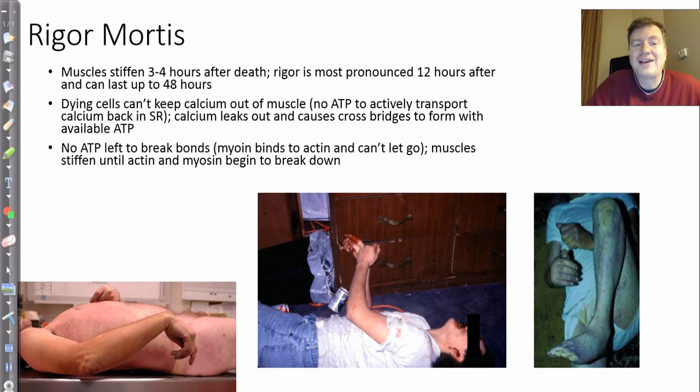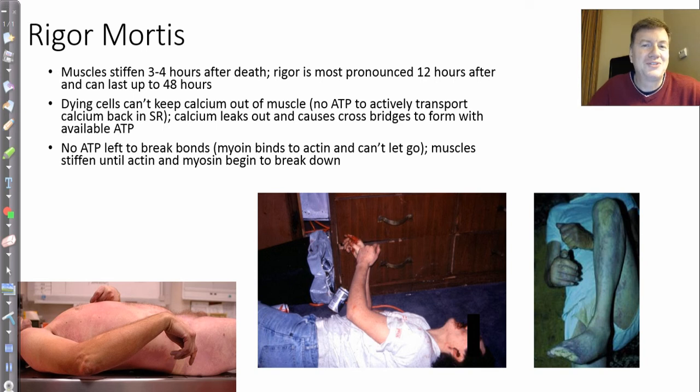Since there's no ATP left to break those bonds, myosin's going to bind to actin and it just can't let go. Muscles are going to stay stiff until the actin and myosin proteins themselves begin to break down. And that's going to take a little while.